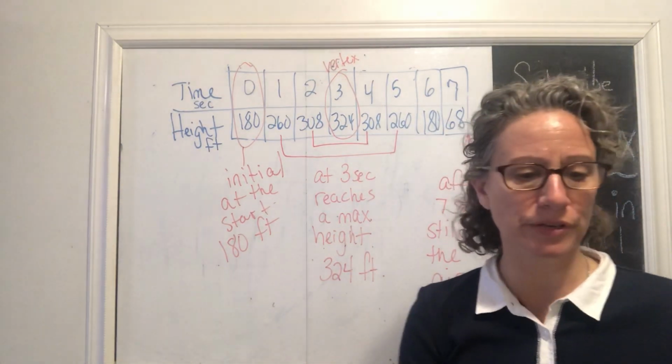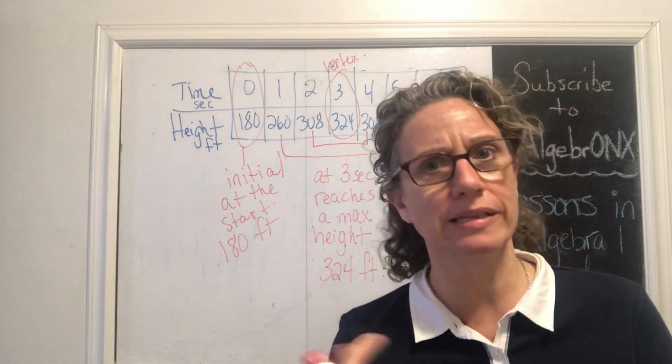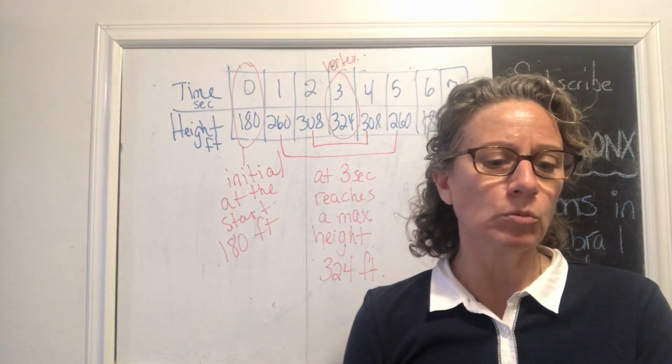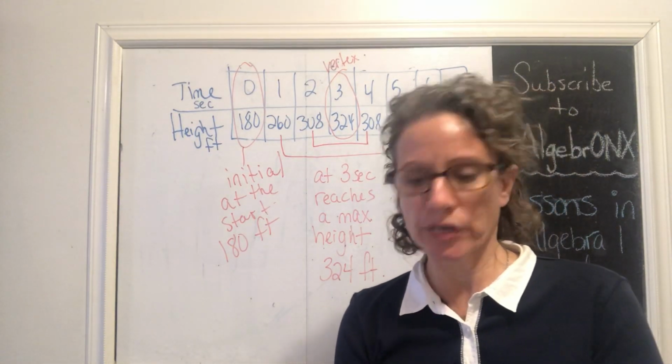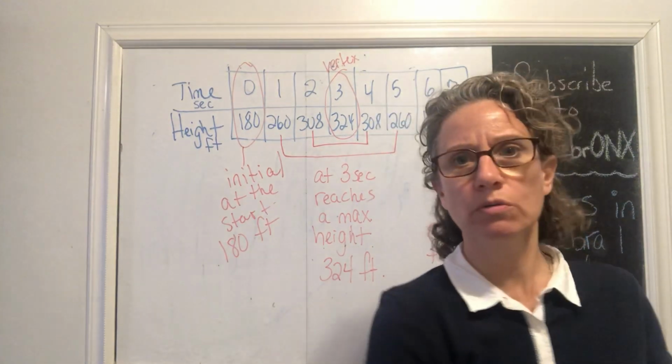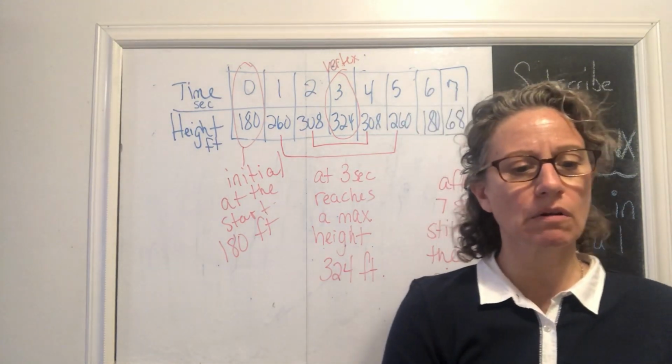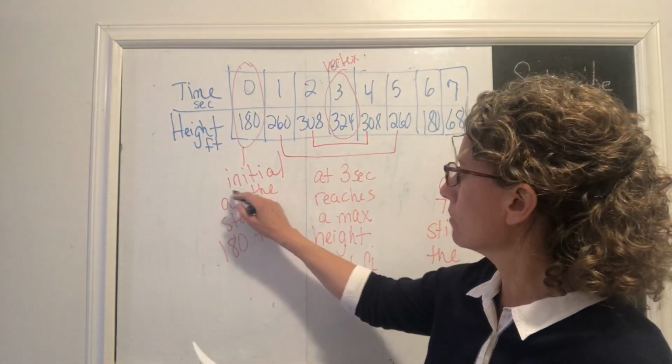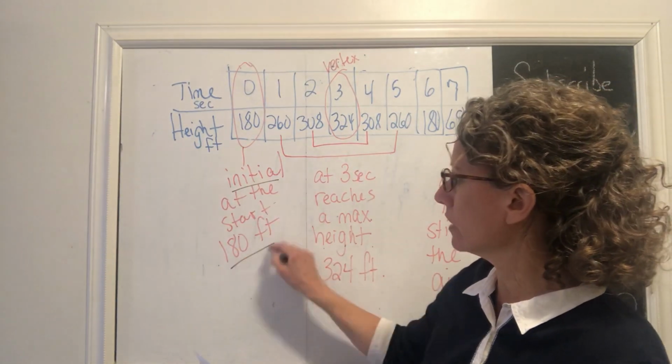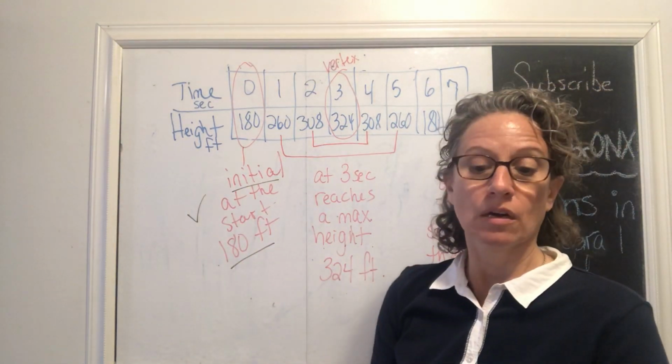Now I'm going to read the choices. So the first choice, we want the one that's not valid. The rocket was launched from a height of 180 feet. True or false? Yes, true, right? Height, 180 feet. It was launched, initial, start, 180 feet. That's good. Choice 2.